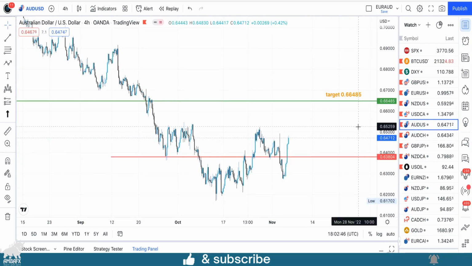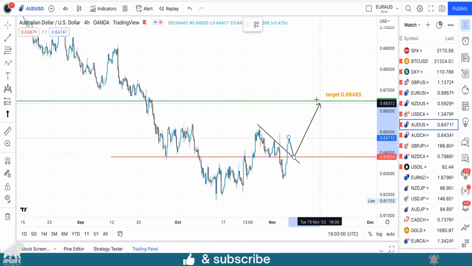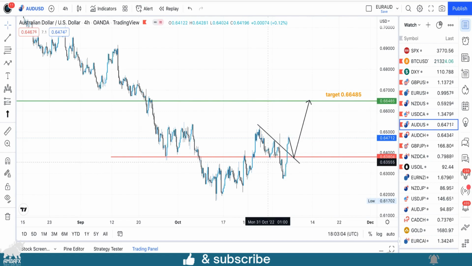So the next one is AUD USD. AUD USD is set to break through this particular area. As you can see, we have broken through it. So we might see a retracement to this particular area, then a move to a target of 0.645. So any retracement you see here is a positive for it to look.